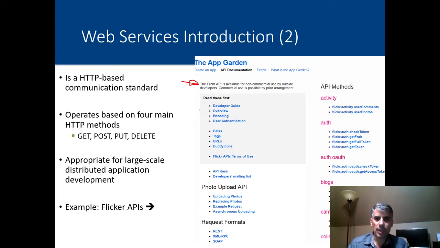So, for example, you can see things like how to upload a photo or different formats, requesting different formats, and different functionalities are the APIs of Flickr. All right, so if we make an API and make it available via HTTP, then we have a web service.